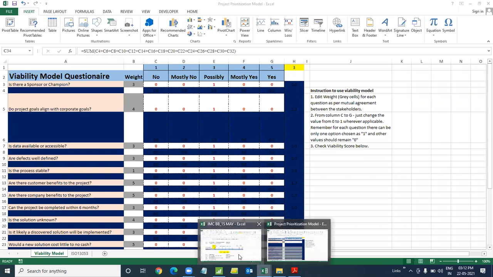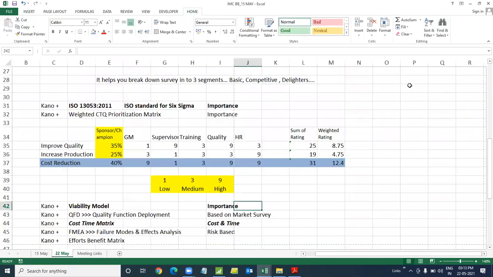Going back to this, I hope viability is okay with everyone. It's more like the same stuff, but bottom line, it's an exhaustive one. Okay, all right. So moving on to the next one, which is quality function deployment.